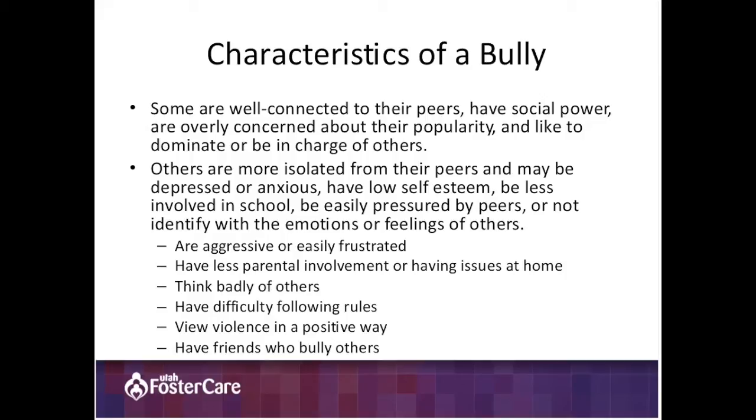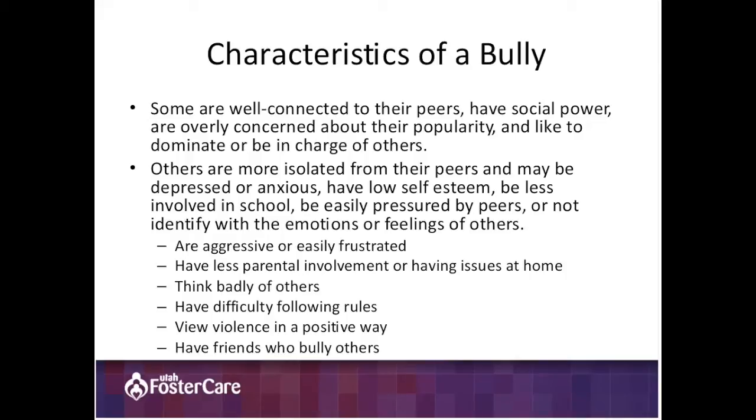Another group of bullies are some that are more isolated from their peers, and they may be depressed or anxious, have low self-esteem, be less involved in school, be easily pressured by peers, or not identify with the emotions or feelings of others. And I think it's important to note when we're talking about this second group that some of the risk factors that we mentioned earlier that could make a child a potential victim are also listed here as characteristics of a bully.